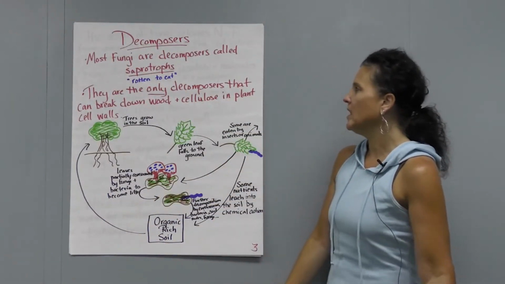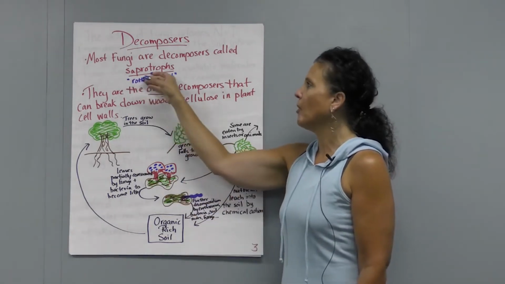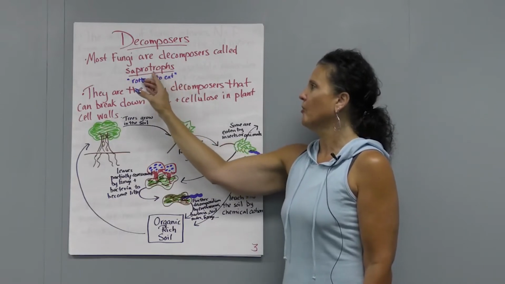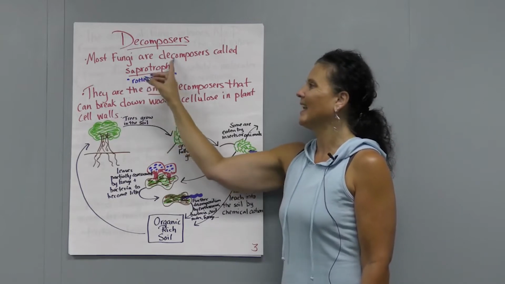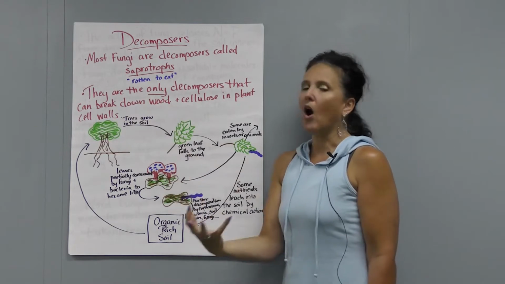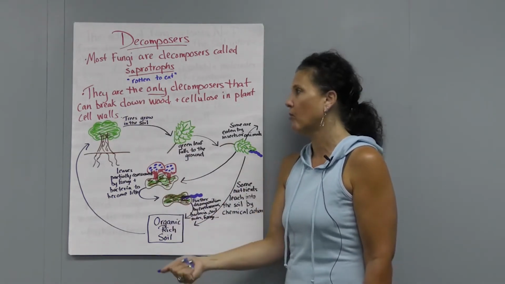Let's look at their role as decomposers. Most of them are decomposers, what are called saprotrophs. If you break this word down, we've looked at troph before, like heterotroph, autotrophs. Troph means to eat. Sapro means rotten. So essentially they're eating rotten things, decomposing things that are already dead, they're already rotten.